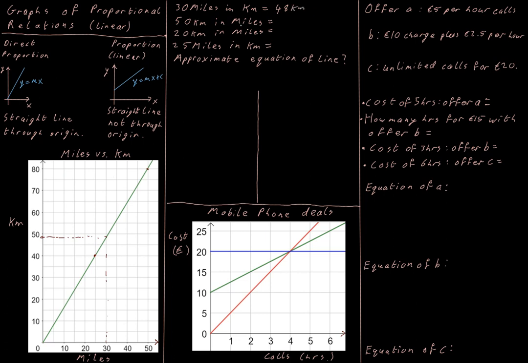What's 50 kilometers in miles? Now we're starting with kilometers and we're going to miles. This is going to be quite close. And I go across my kilometers and drop down, and I'm at about 31, 32 miles. So I'll call it 32 miles.